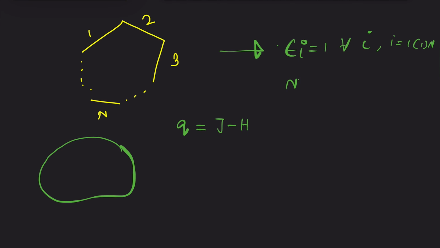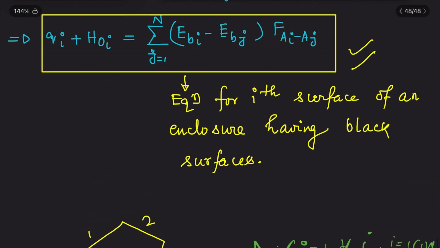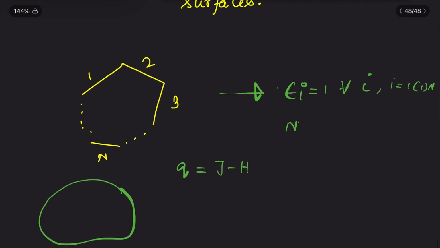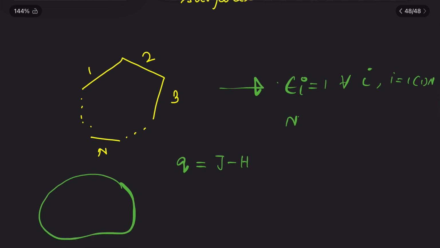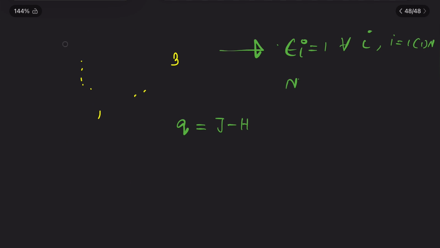So if it was a continuous enclosure, then also derive the equation, and from that convert it to the summation form. Okay, that is your homework. Okay, so up till that, goodbye, take care and thank you, and we will meet in the next lecture.